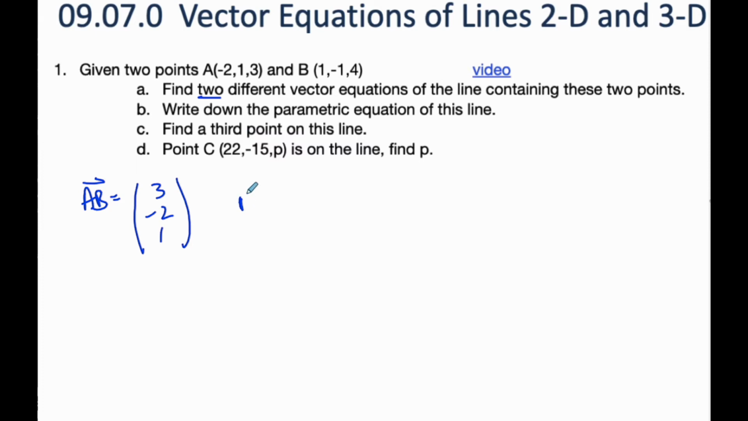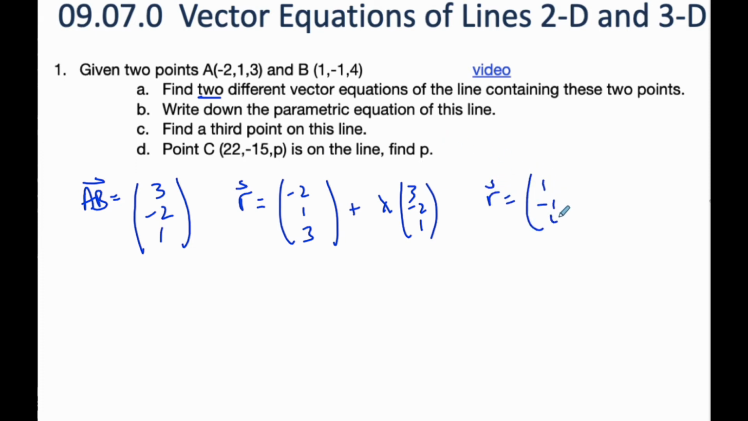So if I'm going to find the equation, we'll call it r is equal to, I need a point and I need a direction. Well, my direction is easy. And my point, it doesn't matter what point I use as long as it's on the line. I'm going to use this one first, (-2, 1, 3). So here's one version. The second version would simply be r is equal to (1, -1, 4) plus lambda (3, -2, 1). This point here can be any point on the line. So there's an infinite number of vector equations that represent a line.